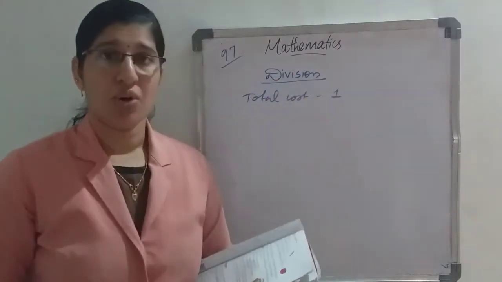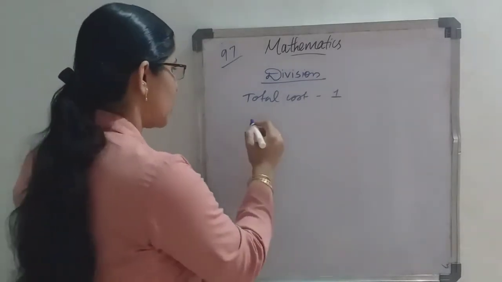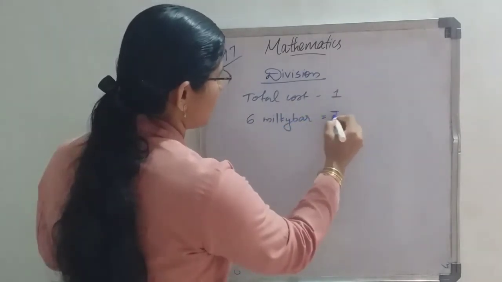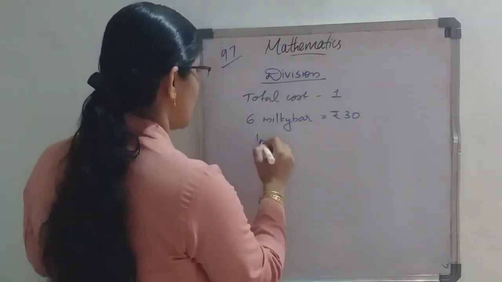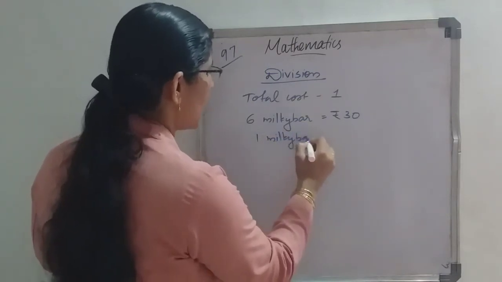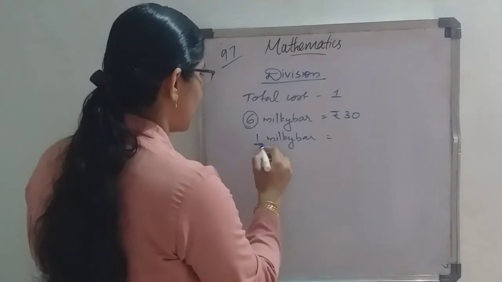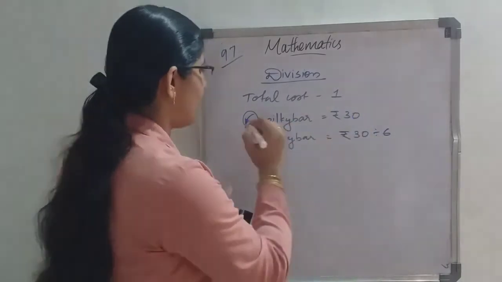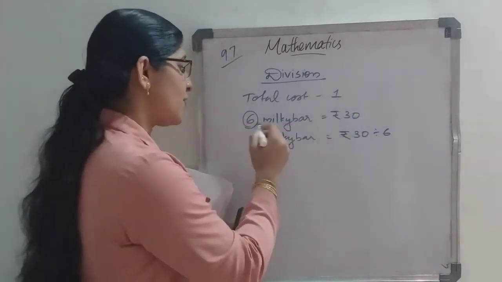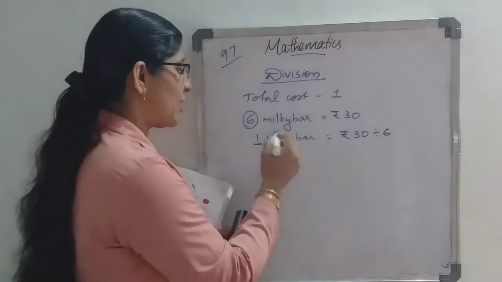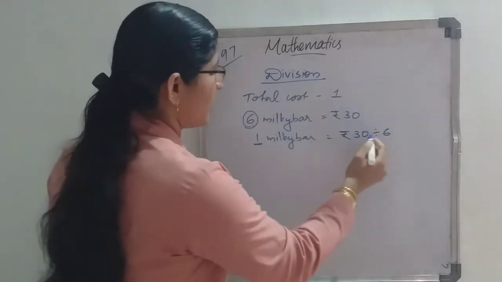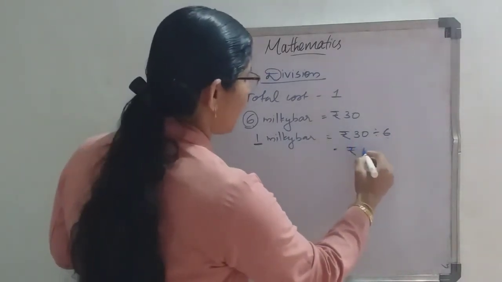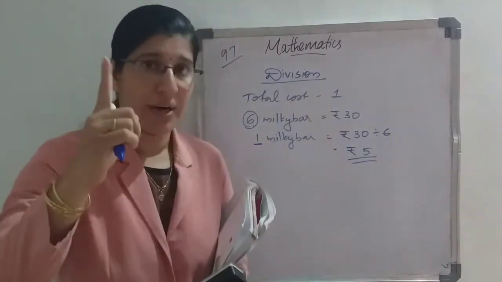For example, the cost of 6 Milky Bars is 30 rupees. So what is the cost of 1 Milky Bar? The total is given, you need to find out 1, so you need to do the division. So 30 divided by 6. In the multiplication table of 6, you get the answer 30 by multiplying with 5. So the answer is 5 rupees for 1 Milky Bar.